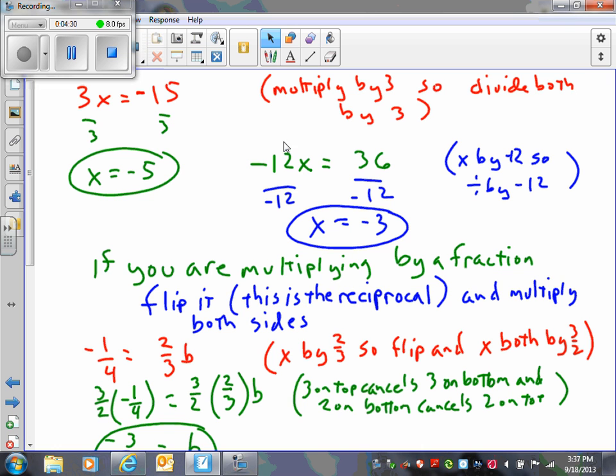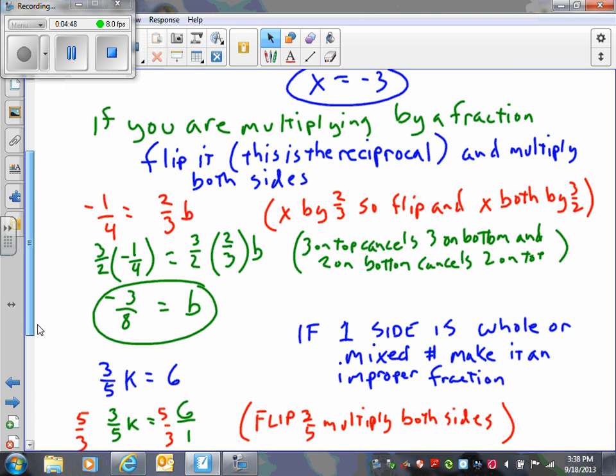If I have negative 12 times x equals 36, I'm multiplying by negative 12, so I have to divide by negative 12. Divide both sides by negative 12. Anything over itself is 1. It goes away. 36 over negative 12 is negative 3.